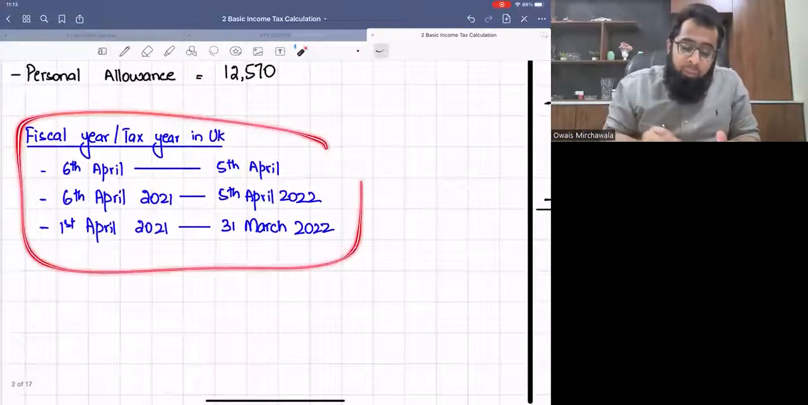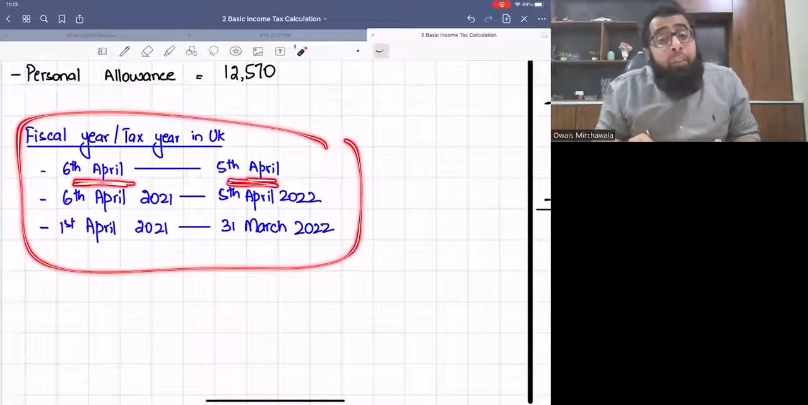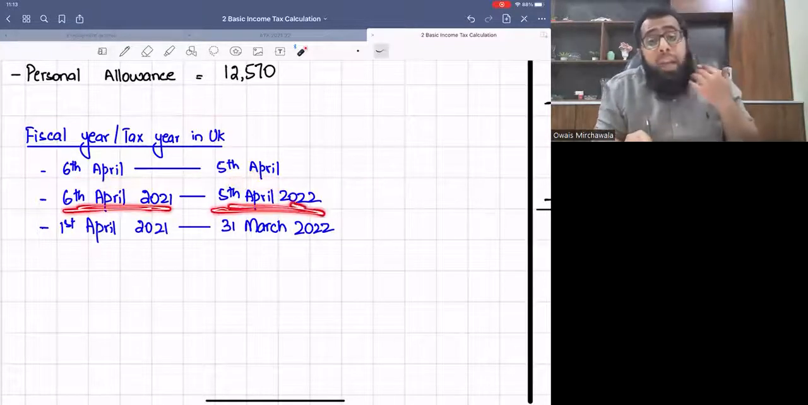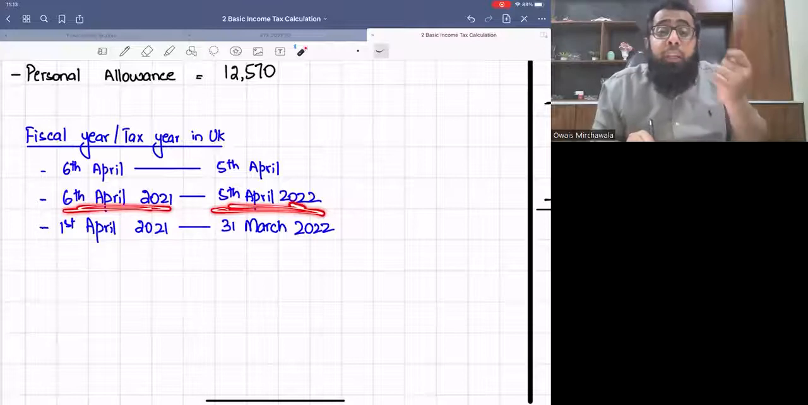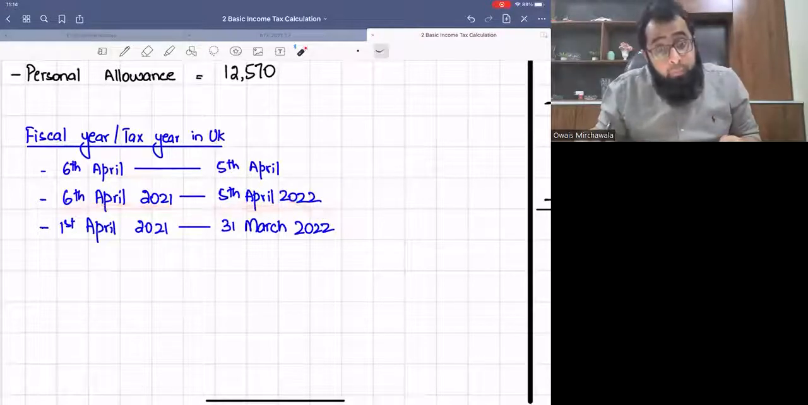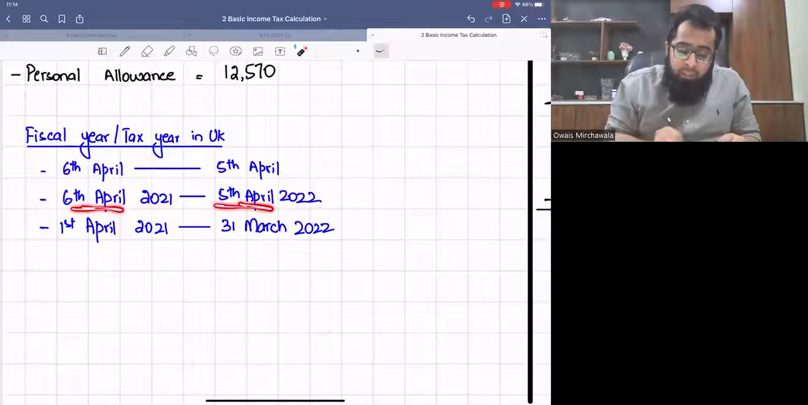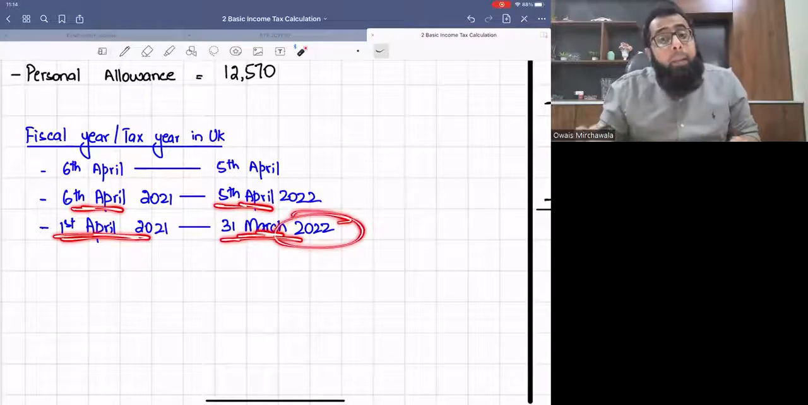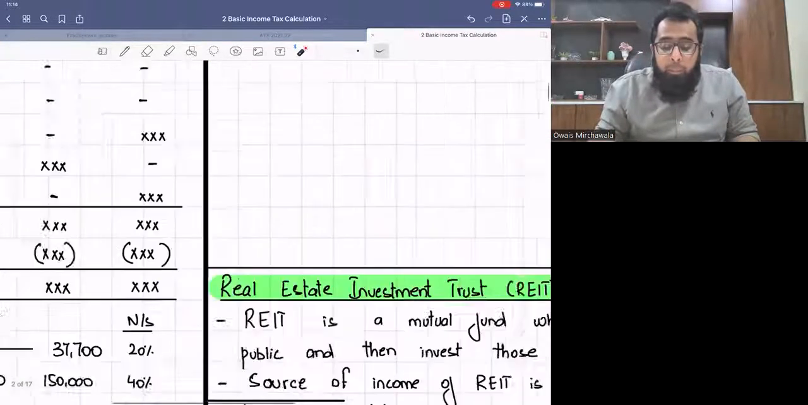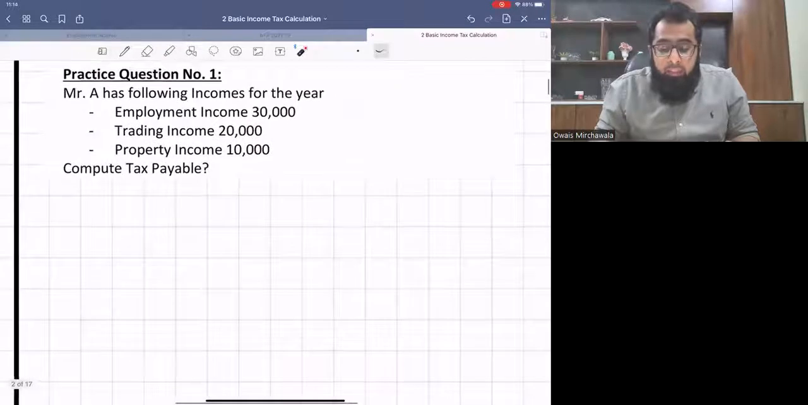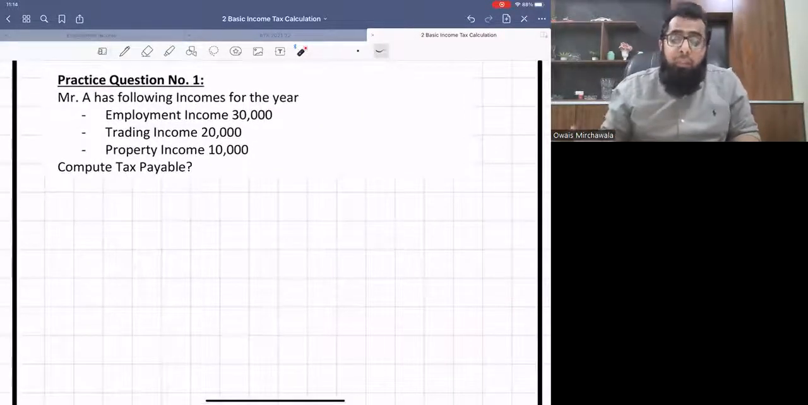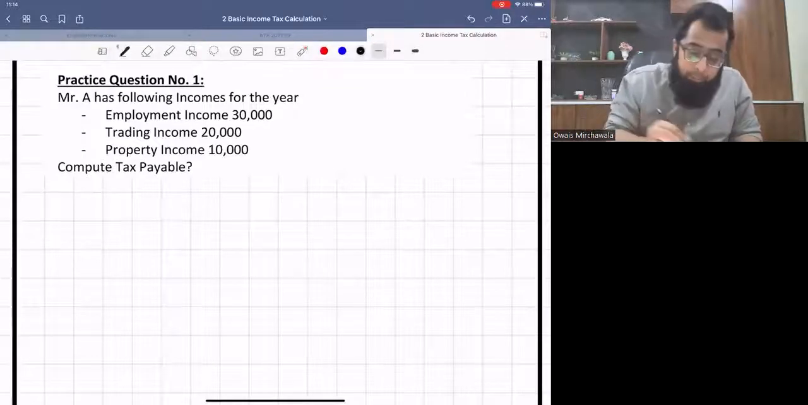And the tax year of UK is from 6th April to 5th April. In our current exam attempt, we are studying 6th April 2021 to 5th April 2022. As a round off, we say it as 1st April to 31st March. Okay? Now, let's look at one practice question so that you can have an idea that how the things will work around. Listen to me carefully so that you can have an idea.